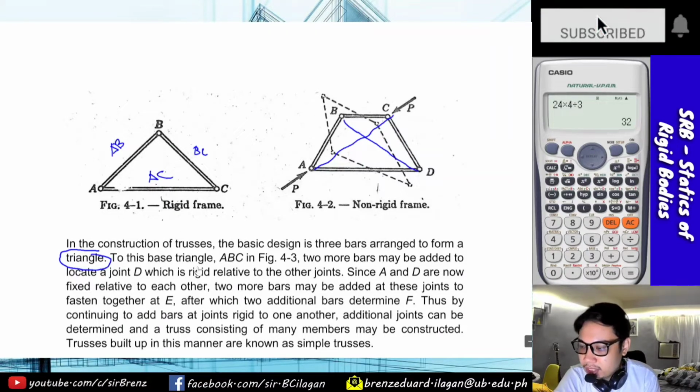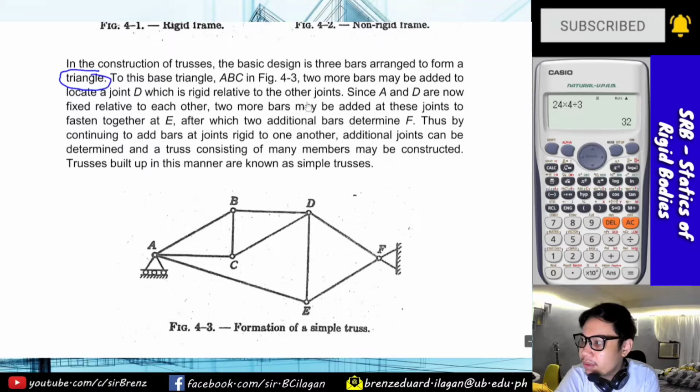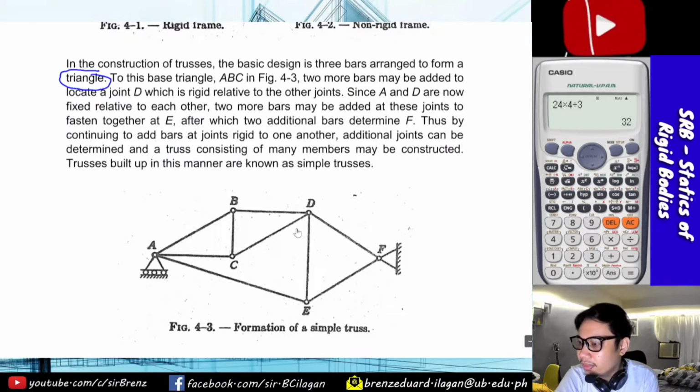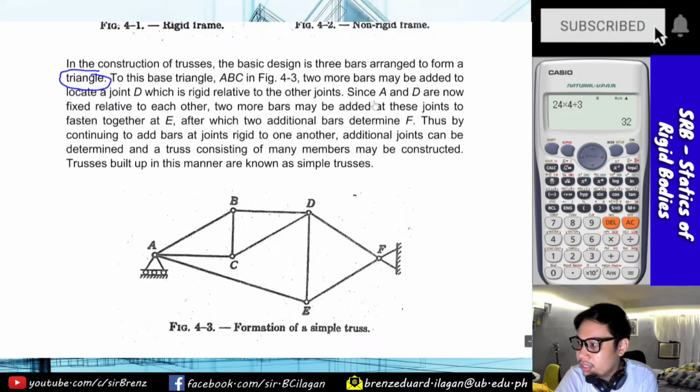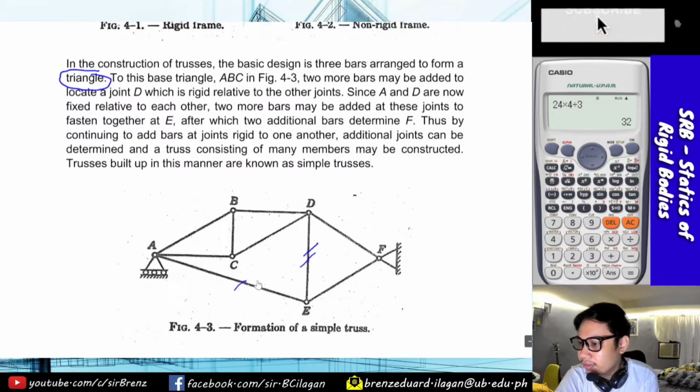So, to this base triangle ABC in figure 4-3, ibaba lang natin. So, 2 more bars may be added to locate a joint D, which is rigid relatively to the other joints. So, since A and D are now fixed relative to each other, 2 more bars may be added at these joints to fasten together at E. Okay, so ito yung 2 more bars to fasten at E.